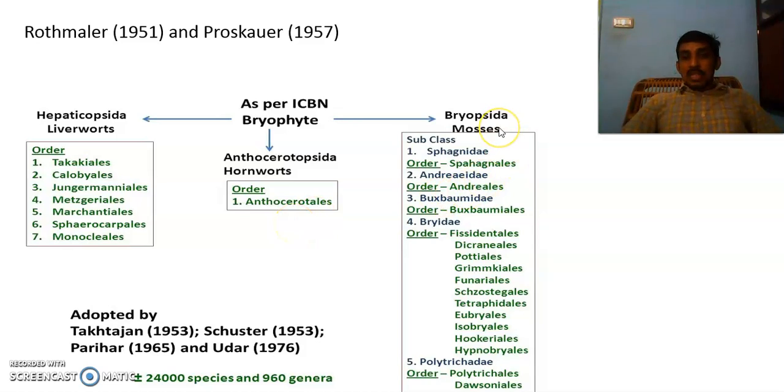When we move into the third class, Bryopsida, or mosses, it is divided into five subclasses. In the first category you can't see the subclasses, but here you can see the five subclasses. The first subclass is Sphagnidae, the second is Andreaeidae, the third is Buxbaumiidae, the fourth is Bryidae, and the fifth is Polytrichidae. These are the five subclasses which come under the Bryopsida.